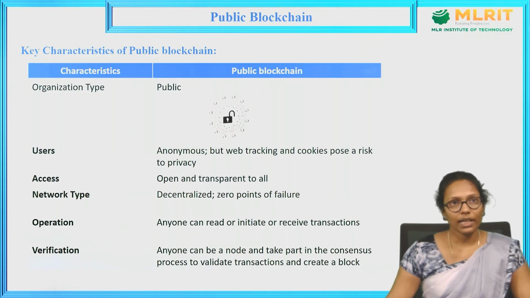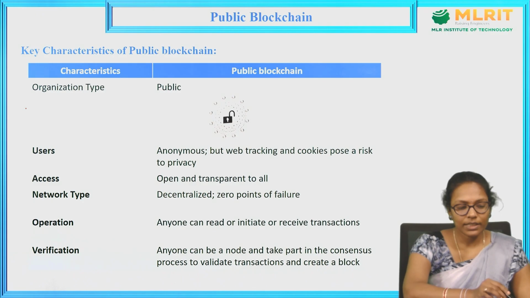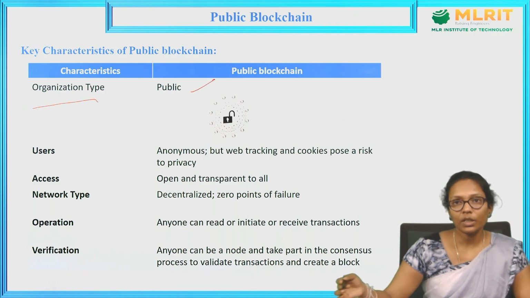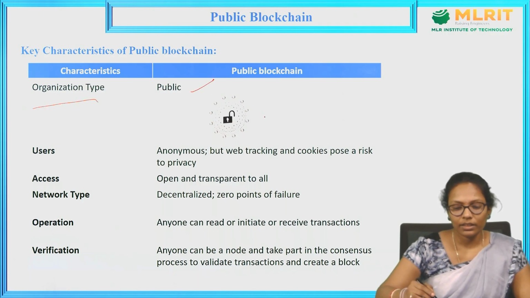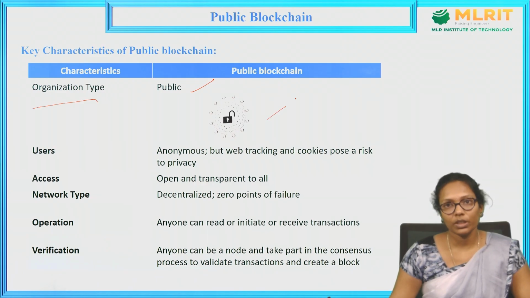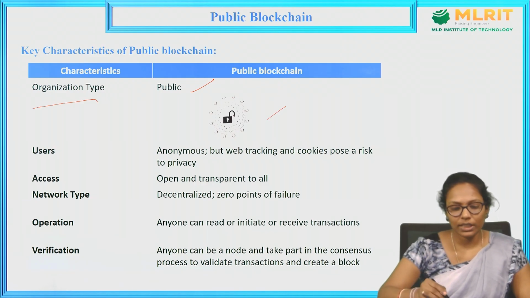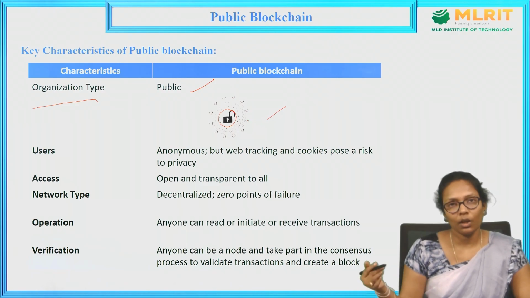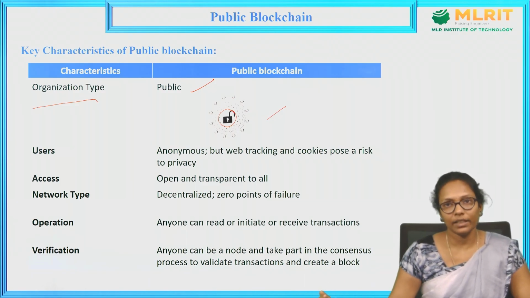Coming to the key characteristics. The organization type is, of course, public blockchain, and this is the symbol we use for it. We have a lock symbol here, but that lock is open. That means the lock is already open, and we can enter directly without having any key.